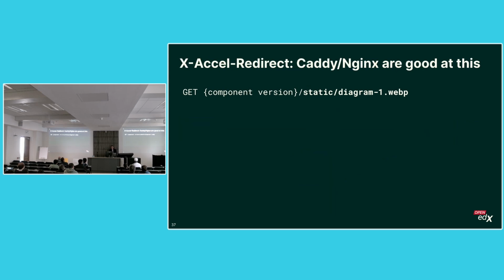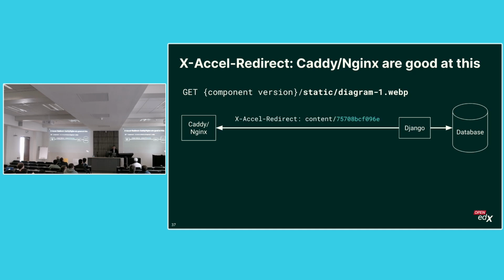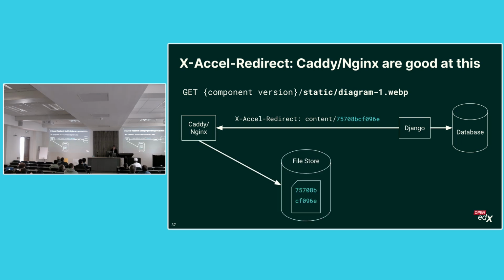Fortunately, there is this magical header called X-Accel-Redirect, which Caddy and Nginx both support. And the way that this works is when the user sends a request, it still goes through Caddy, still goes through Django, and we look up the entry in the database for what content we care about. But instead of having Django serve that image data directly, our web app just sends an X-Accel-Redirect header that points to a location that Caddy or Nginx can access. And then Caddy or Nginx does the work of actually serving the file to the end user.